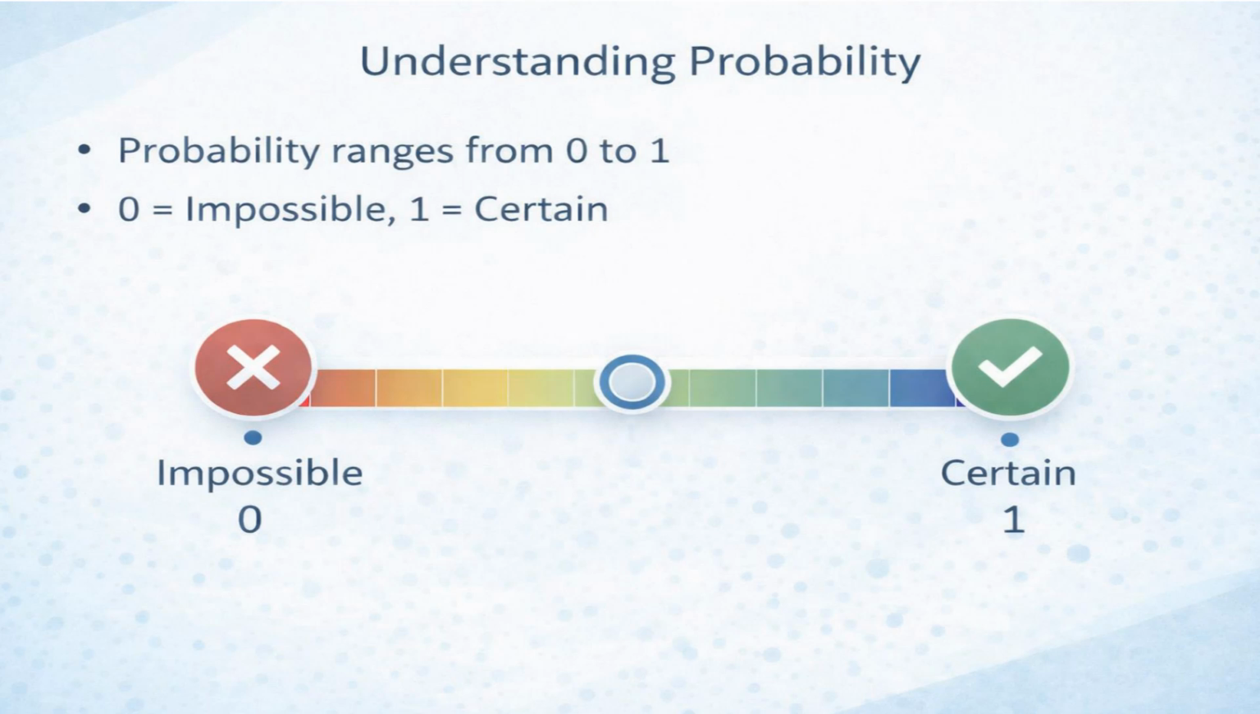Probability is simply a numerical way of expressing uncertainty. It always ranges from 0, impossible, to 1, absolutely certain. For example, the probability that the sun rises tomorrow is very close to 1, while the probability of flipping a coin and getting both heads and tails at the same time is 0. Everything in between reflects varying levels of likelihood.